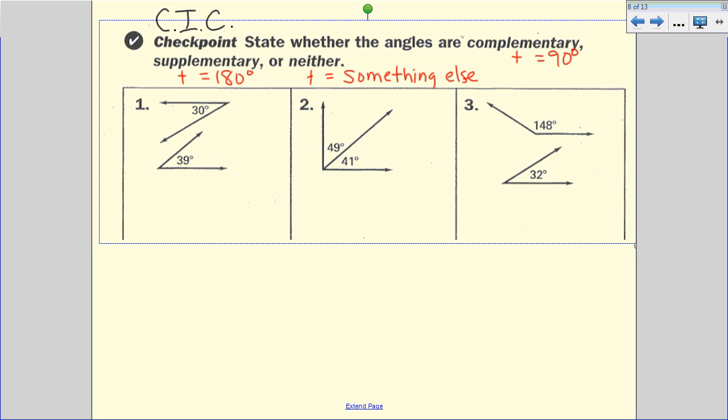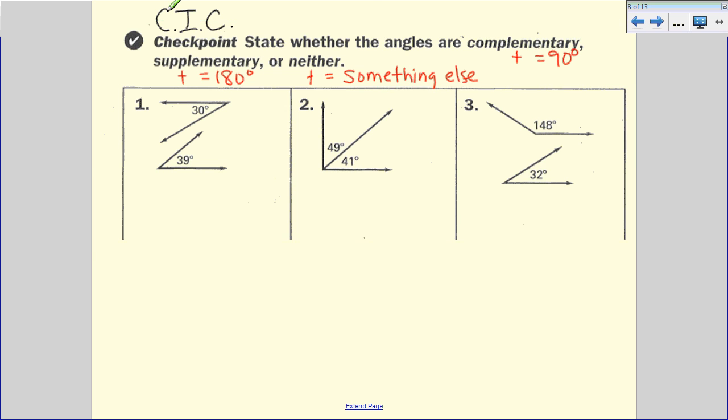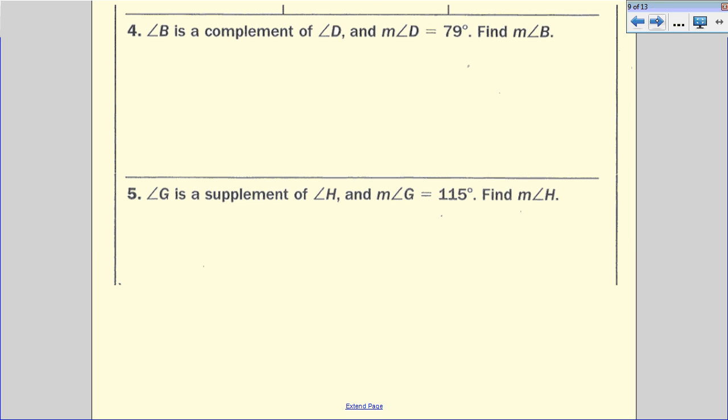So what you need to do is look at the two angles in example 1, add those together and see what they equal. Take the two angles in number 2, add those together and see what they equal. Take the two angles in problem 3, add those together and see what they equal, and then pick your description, pick your category for each of those. But we'll check that one in class.